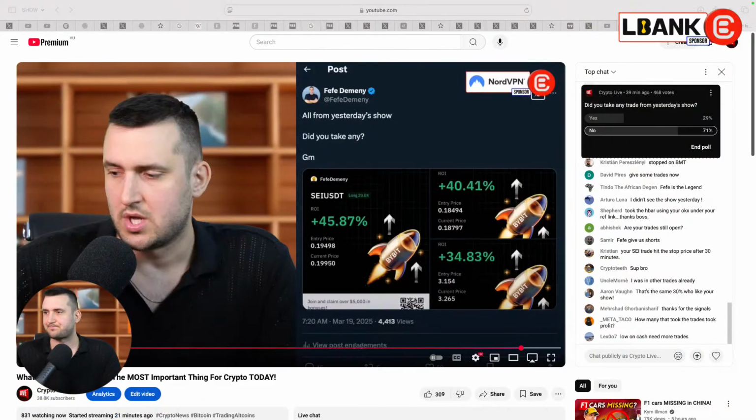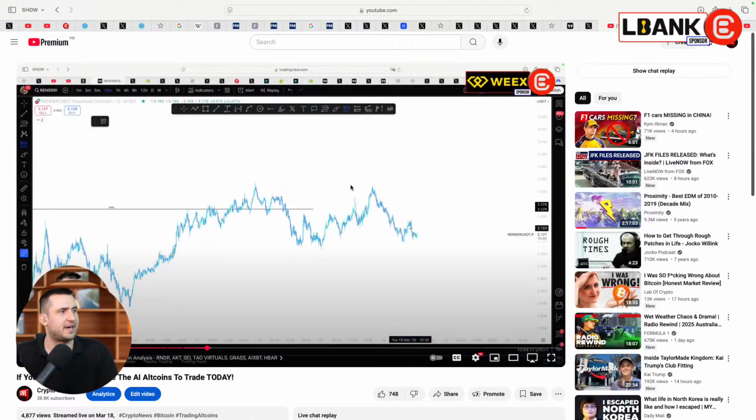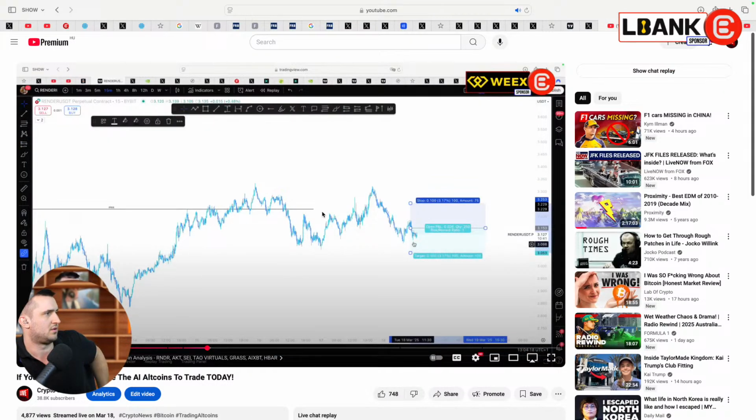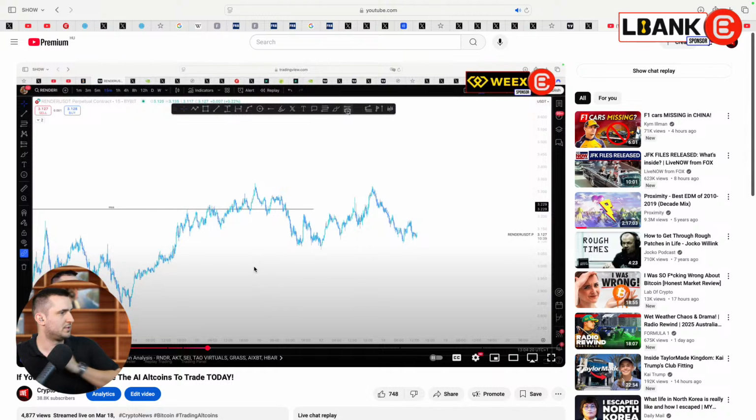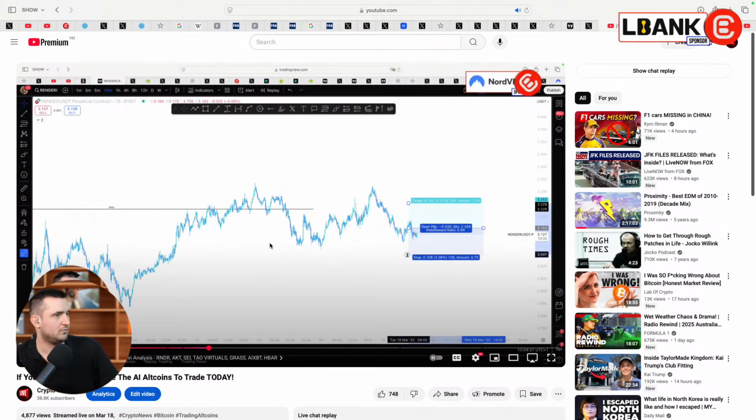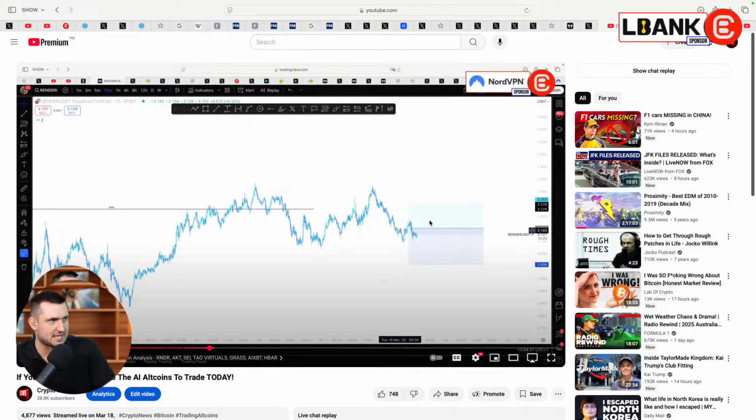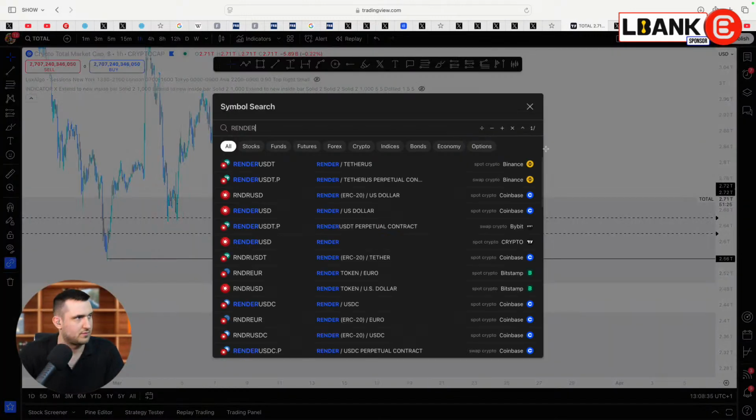Okay, let's jump in here. So this is what we did. Yesterday I said this is what it was, 4. This is Render. Why is it doing that? Why is it 4? And then my stop loss is at 3. So I set this up on Render. Let's see what Render did.